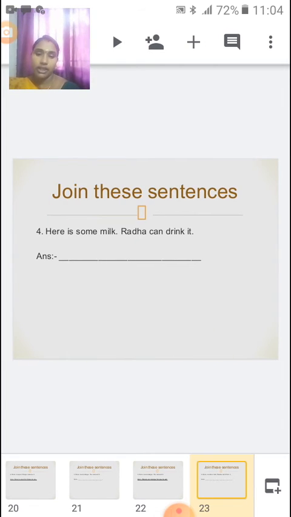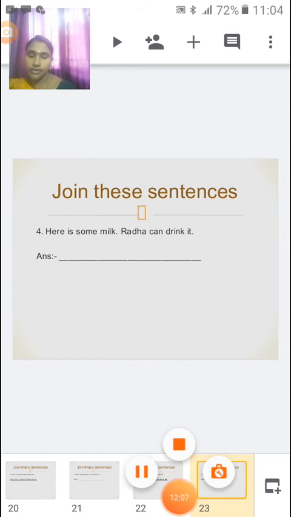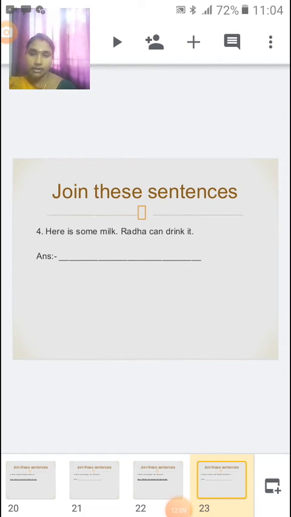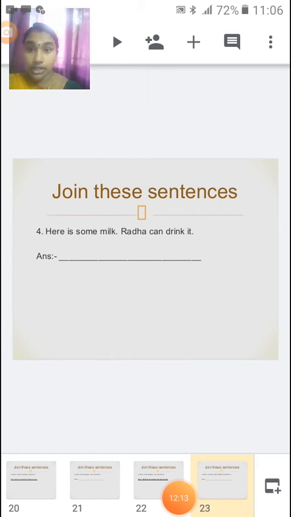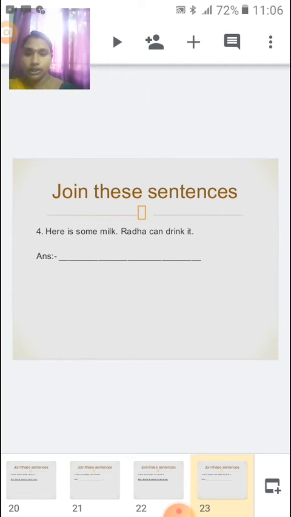Next, here is some milk, Radha can drink it. Okay? So when you are going to join these sentences, how are you going to join these sentences? Using the word for, right?